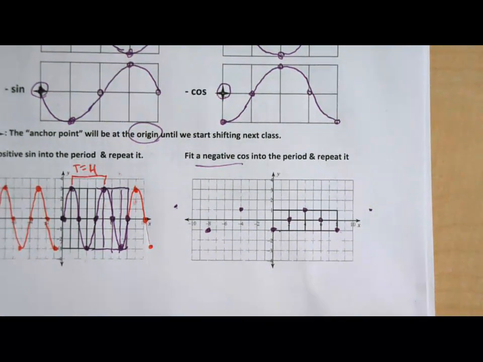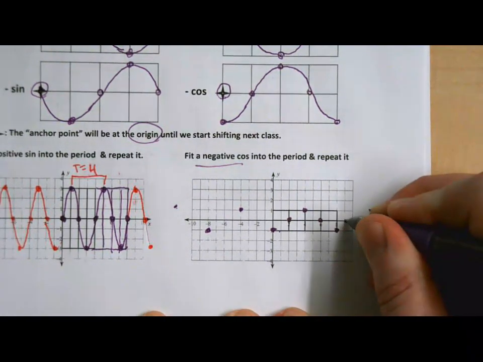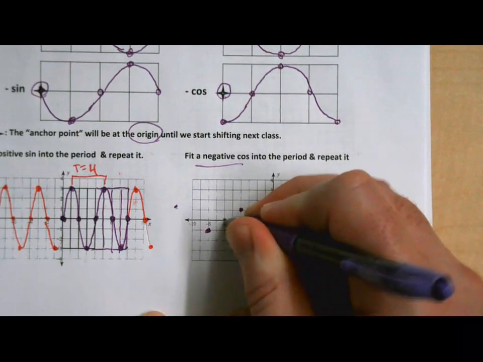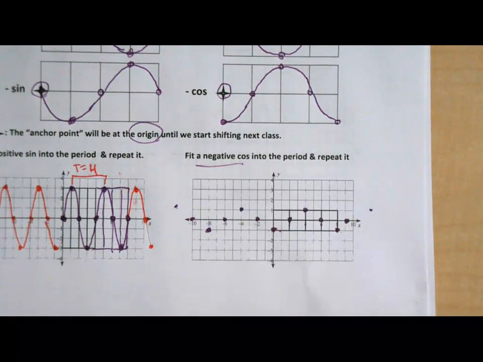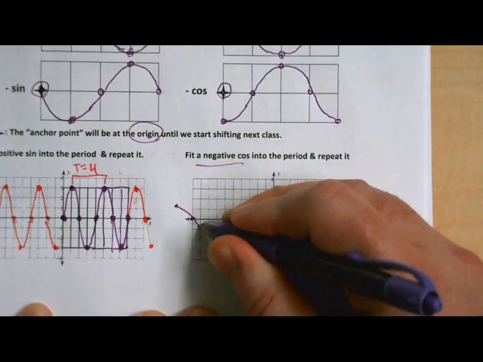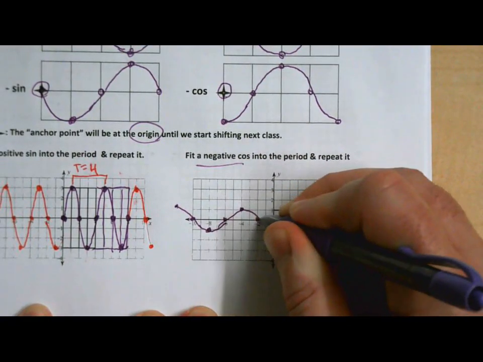And then my x-intercepts are going to happen every half period. If the full period's 8, then we're going to be counting every 4. So 1, 2, 3, 4. I'll get another one there. 1, 2, 3, 4. And here is my negative cosine graph.